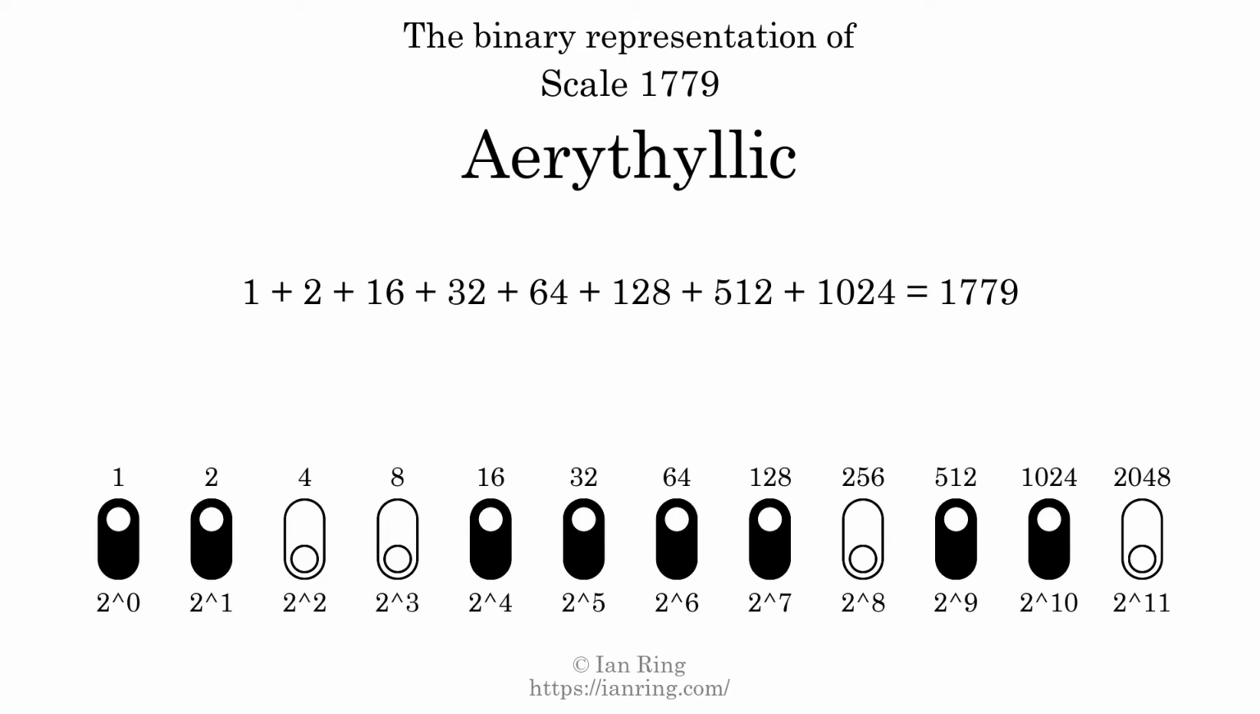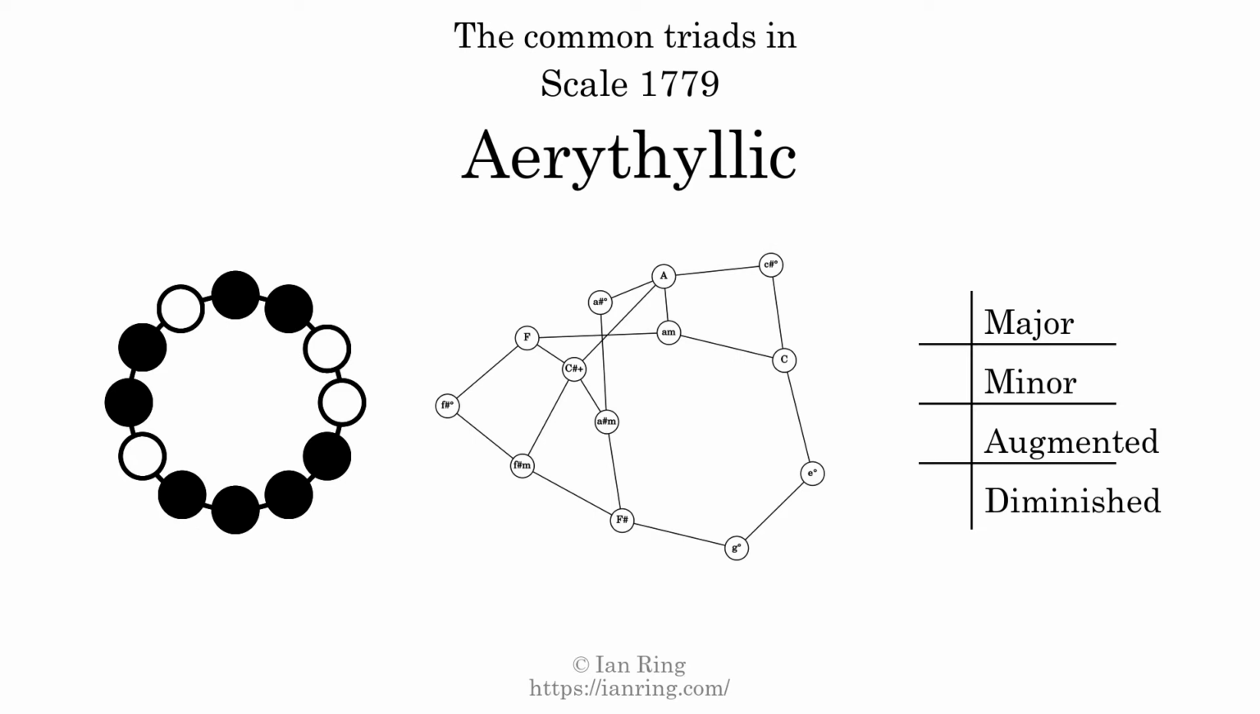1779. The scale number not only enumerates the scale with a unique index, but it also literally describes the tonal content of the scale. Represented as a binary number in base 2, the scale number is 0110111100011. Here are the common triads present in this scale.